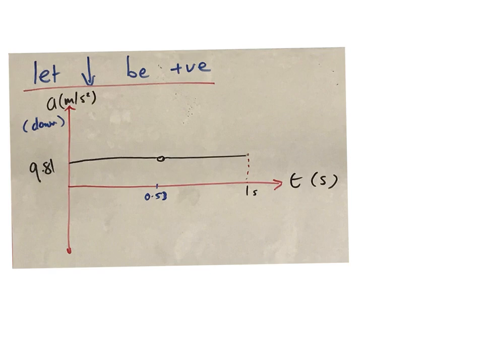Okay, so very clearly I need to indicate a positive direction. Here I'm letting down be positive. I've labelled my axes: acceleration, units, meters per second squared, and I've given a direction there, so down. Again, it's against time in seconds. Here, the acceleration is due to gravity, 9.81 meters per second squared down, and that's constant.